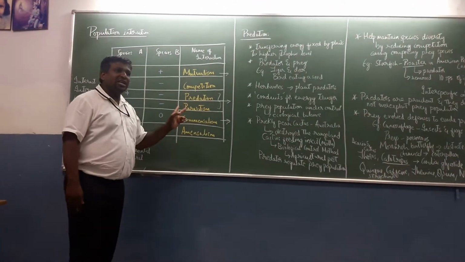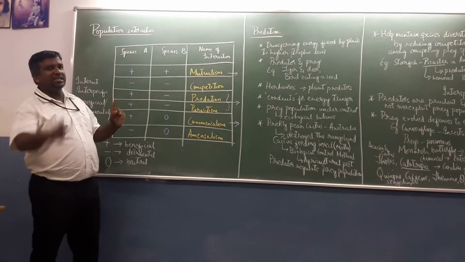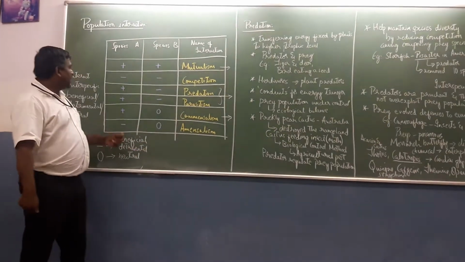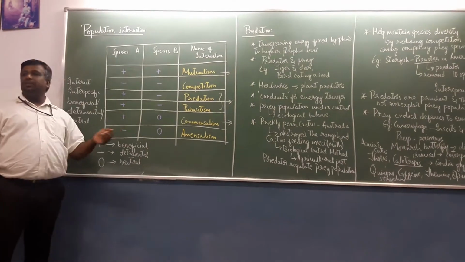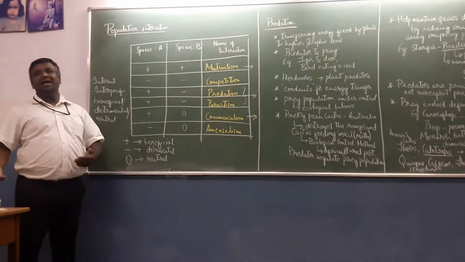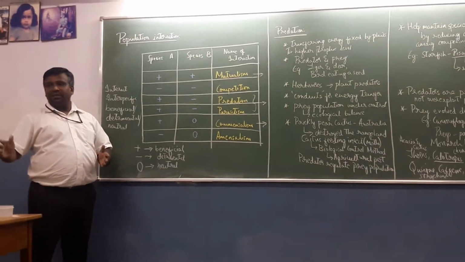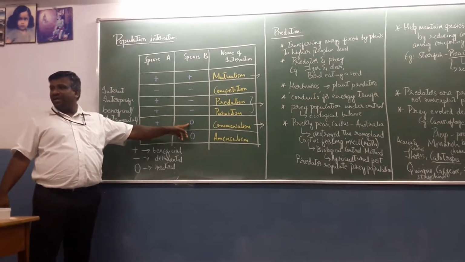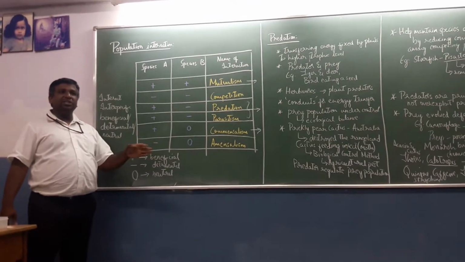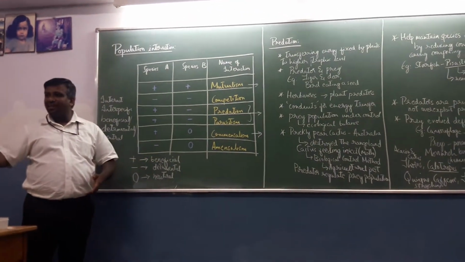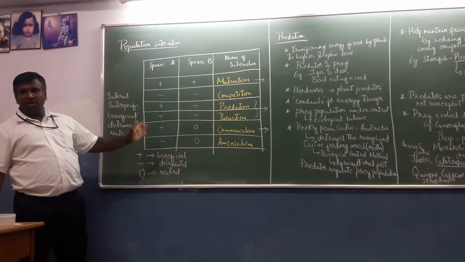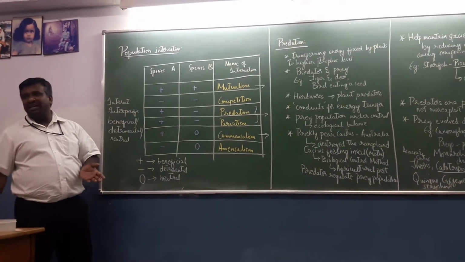So in both predation and parasitism, what you can notice is one species is benefited and another species is harmed. In case of commensalism, one species is benefited, the other species is neither benefited nor harmed. It is neutral. That is the reason we are indicating it by 0. So we'll discuss one by one all these types of population interaction.